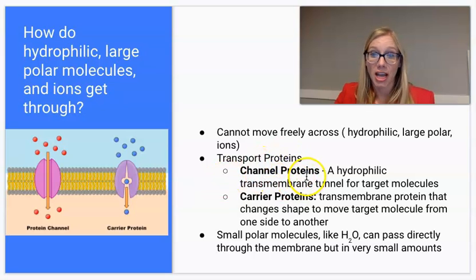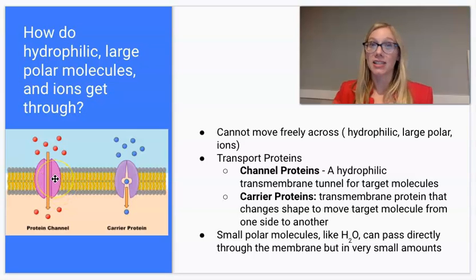The first is a channel protein, and it looks just like this. It looks kind of like a big tunnel. It's a transmembrane protein, meaning it goes all the way through your phospholipid bilayer, and molecules can move through it. It is important to note, however, that only very specific molecules can move through. It's very specialized. It's not just going to let anything move through the phospholipid bilayer.